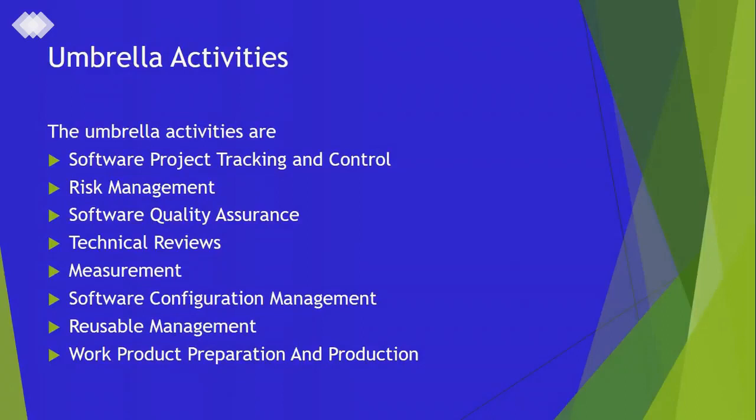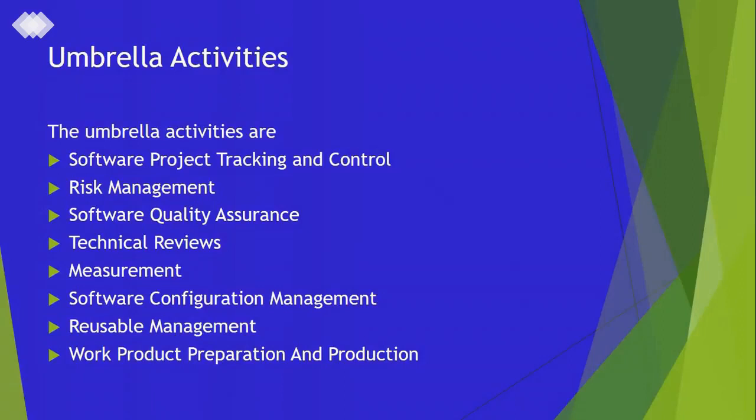Third umbrella activity is the software quality assurance. Software quality assurance defines and conducts the activities required to ensure software quality. The fourth umbrella activity is the technical reviews. Technical reviews assess software engineering work products in an effort to uncover and remove errors before going to the next activity. Now come to the fifth umbrella activity, that is the measurement.